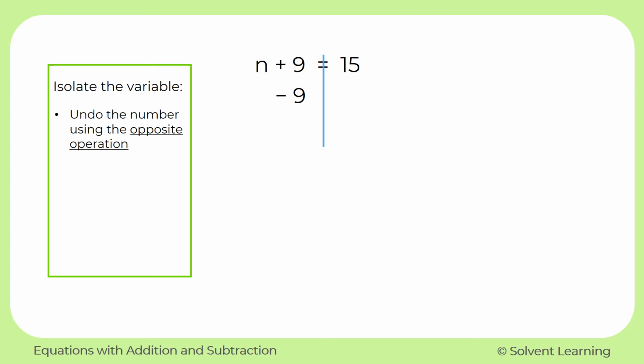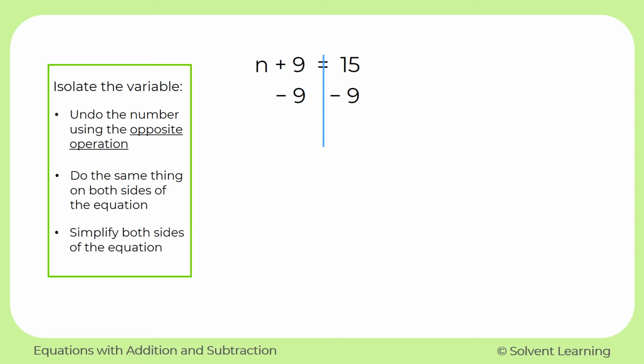Now, another thing to remember when solving equations, which is very important, is that we have to do the same thing on both sides of the equation. If we take 9 away from one side, we also have to take 9 away from the other side. Think about an equation as being a scale that has to stay balanced on both sides. So whatever we do to one side, we have to do to the other side to keep it balanced.